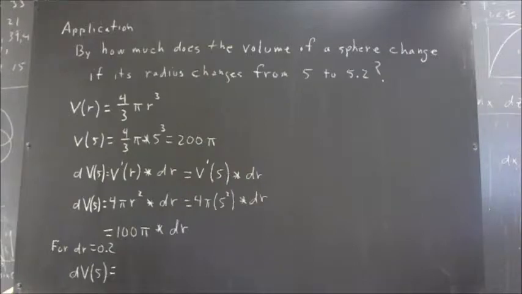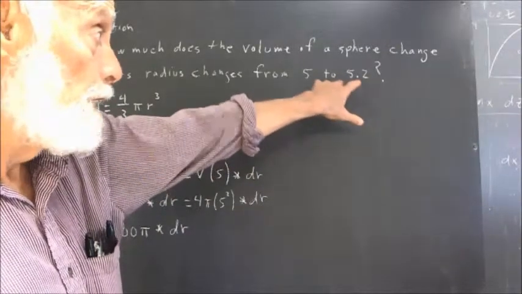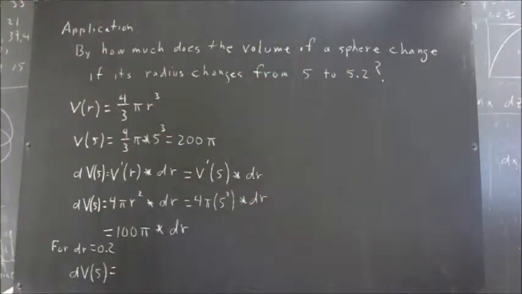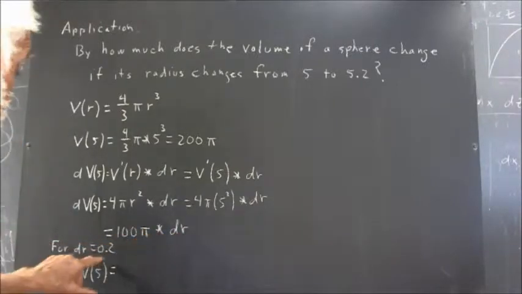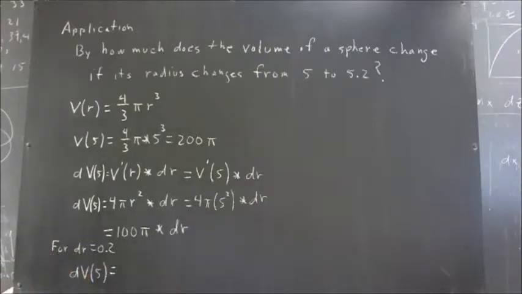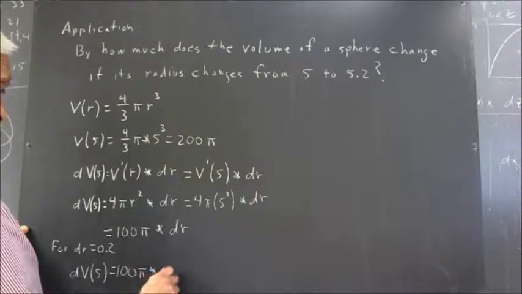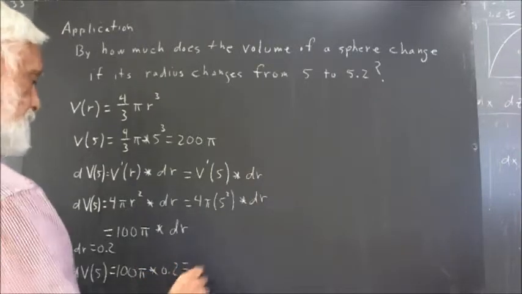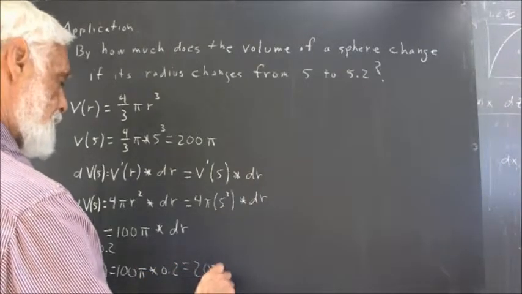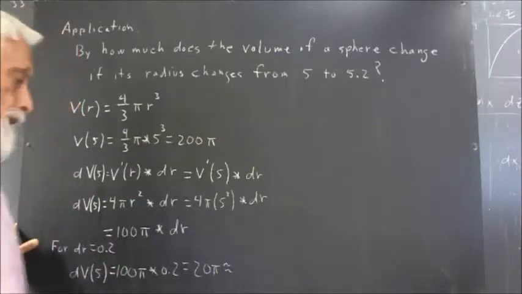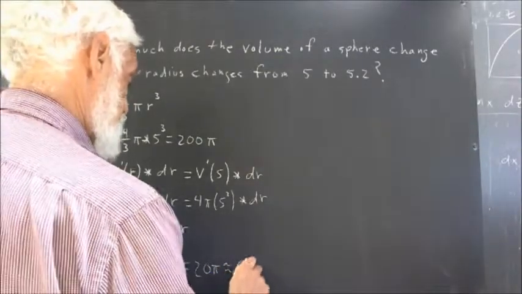Okay, now from 5 to 5.2, the change in r is 0.2. So our dV of 5, change of volume based on a sphere of radius 5, is going to be this times 0.2. dr is 0.2, so we have 100 pi times 0.2, which is 20 pi, which is then approximately 63.